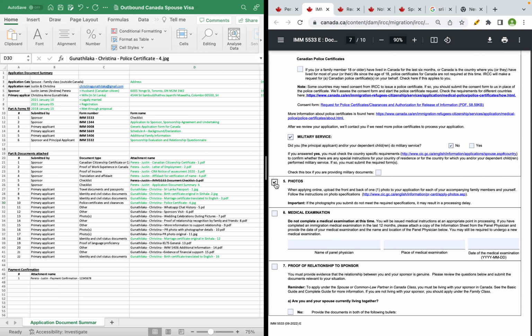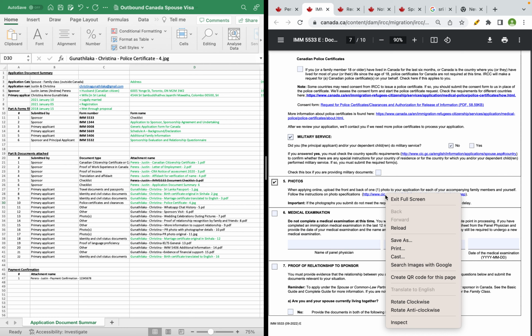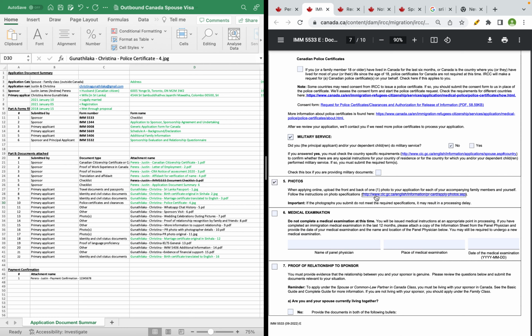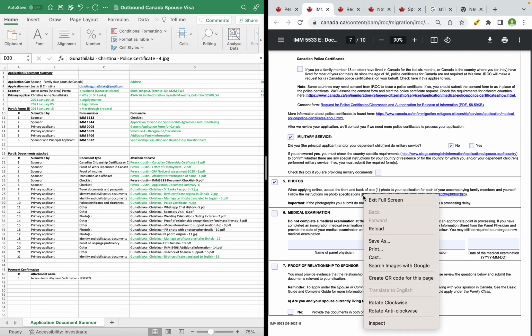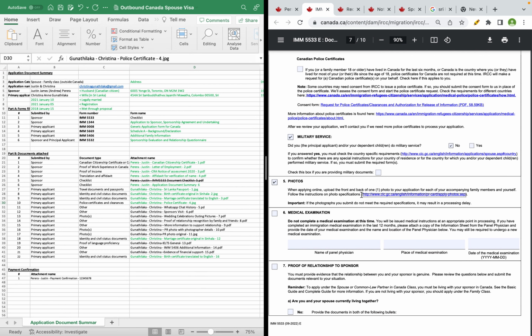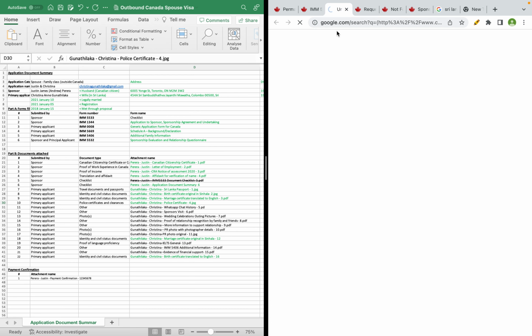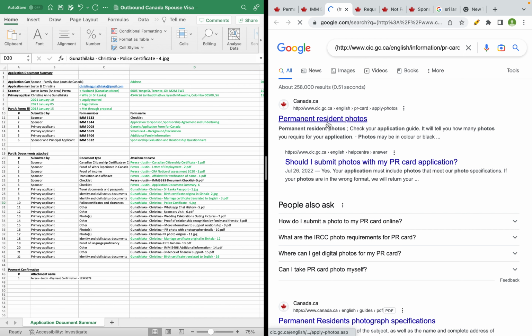This photo is an important one. When applying online, upload the front and back of one photo to your application for each of your accompanying family members and yourself. Okay, so you need to follow the guidelines given. Probably you would have seen this file before. We try to copy it if possible. I don't know, something is up with the PDF. Okay, this one.